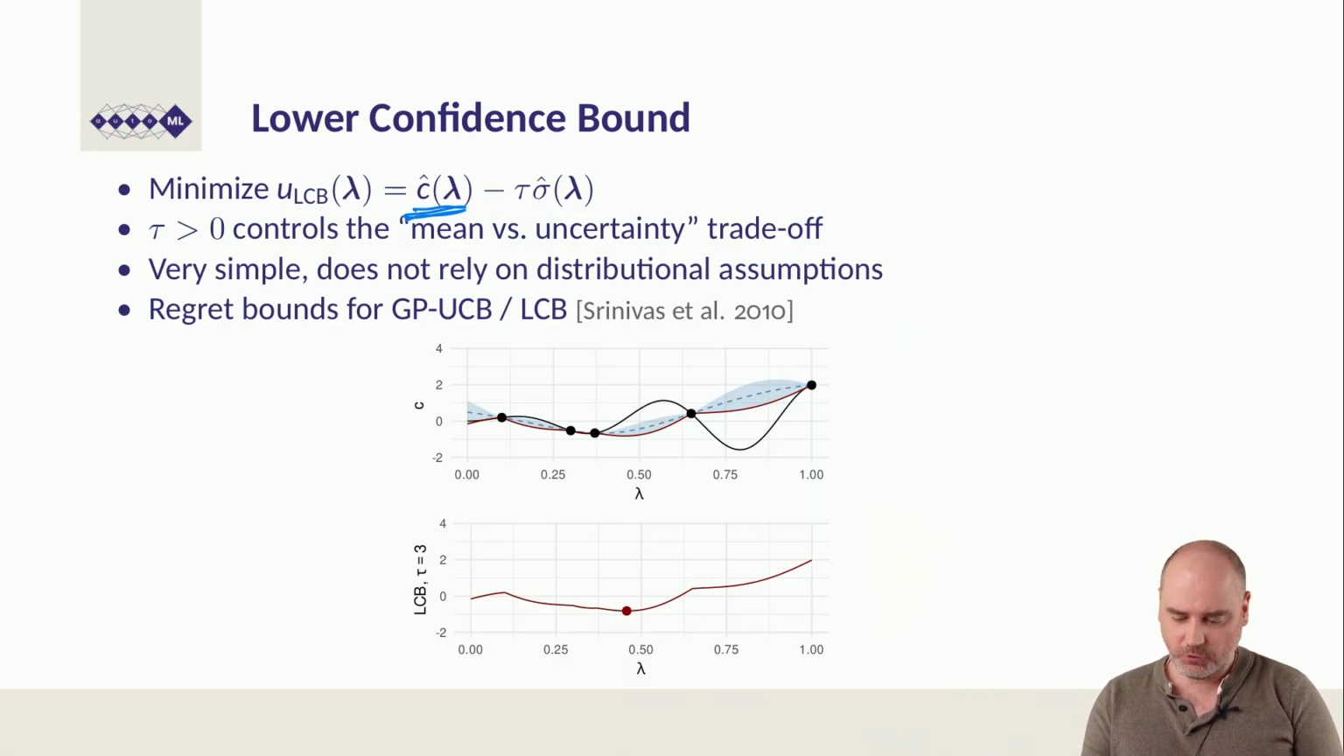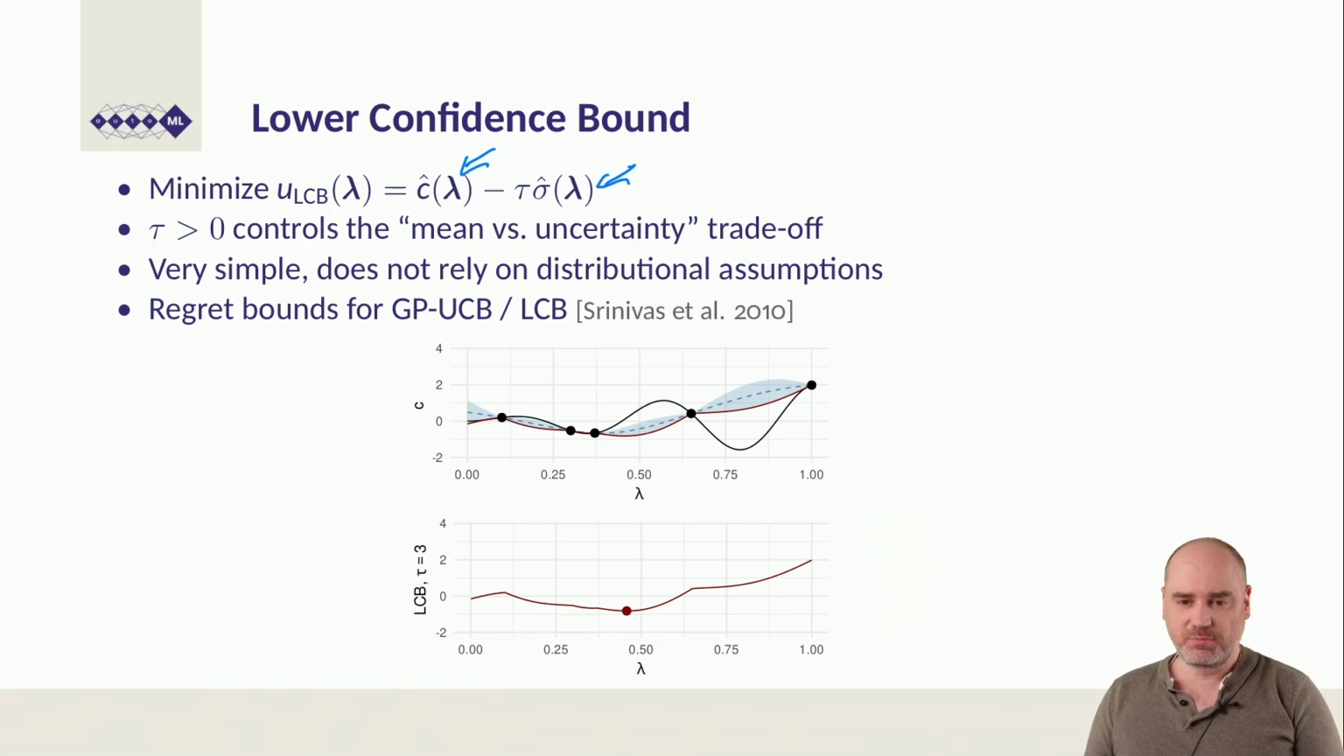And if you look at the formula, you can also see that if we minimize this LCB, it rewards regions where the mean is low, but you get a bonus, so to speak, if the standard deviation is high, because we put a minus in front of that. And this tau parameter, of course, should be larger than 0. This controls this mean versus uncertainty trade-off. Unfortunately, this is somewhat of a hyperparameter, so you have to set that to something like 1 or 2 or something like that. There are also some adaptation schemes, which I will not cover here in this introductory session.